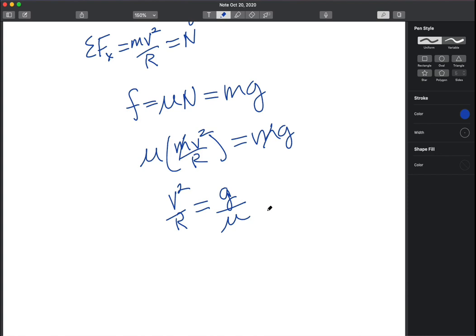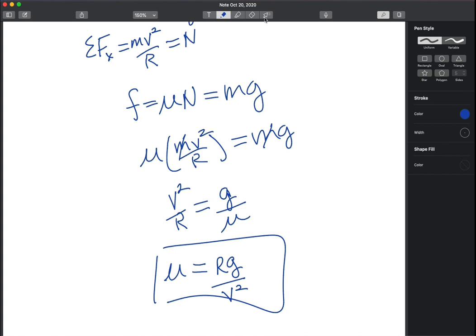I'm trying to make sure I'm looking at all the things you might have needed to find. If you knew v and you knew r and you knew g, you could actually find mu this way. So if you were asked to find mu, mu would be equal to r times g over v squared. That's an important thing to note. And also what we're really saying here is, let's make this really clear: v squared over r needs to be greater than or equal to this, or you're going to slide.